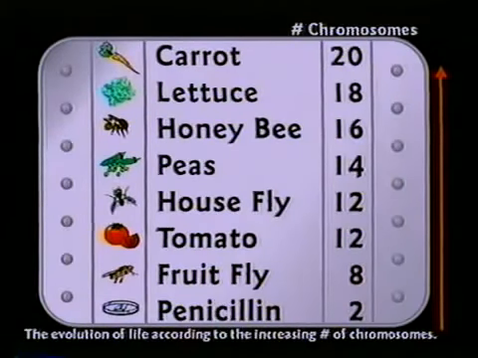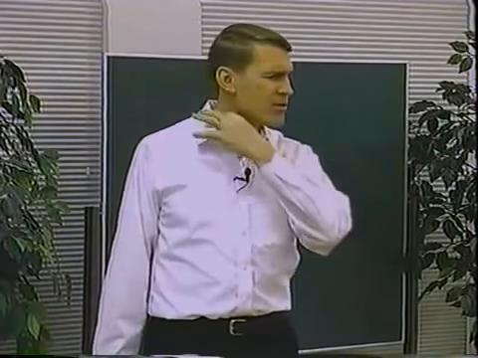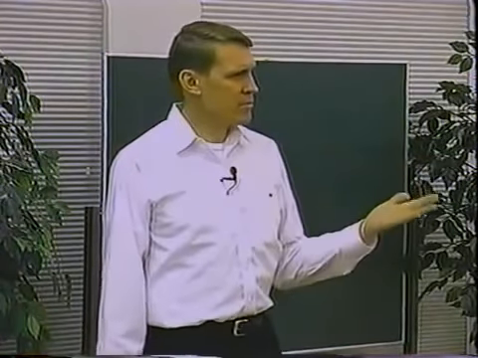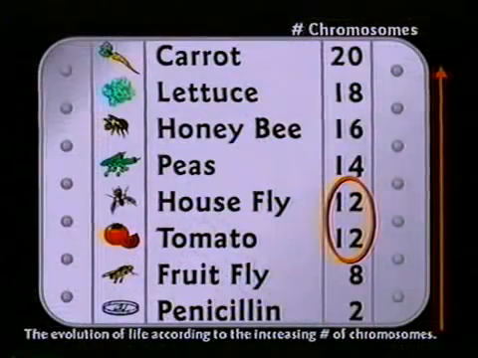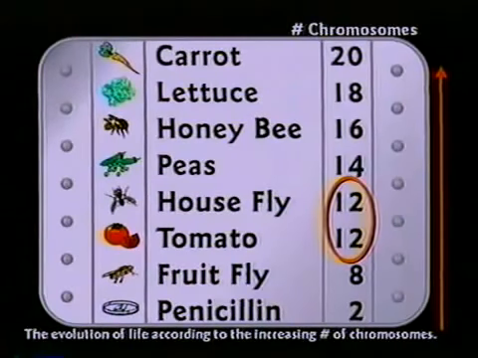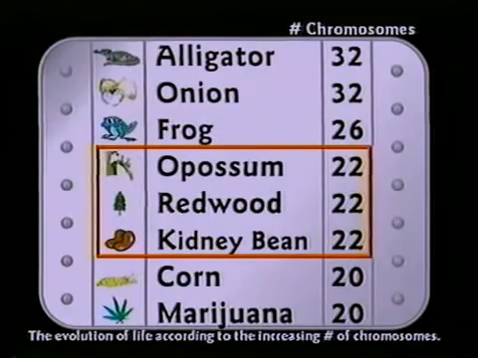This would be like the number of instruction manuals to build that organism. A tomato and a housefly, same number of chromosomes. Does that prove anything? Slowly it evolved into a pea, of course, with 14 chromosomes, and then I'd add the numbers up. These are the actual numbers of chromosomes found in these organisms. Now, possums, redwood trees, and kidney beans all have 22.